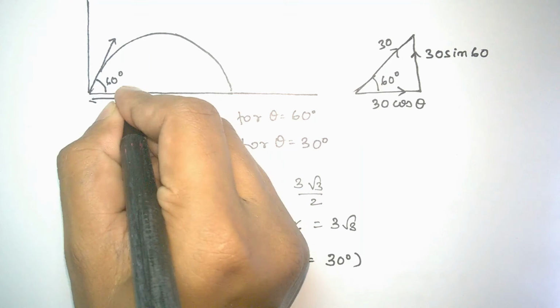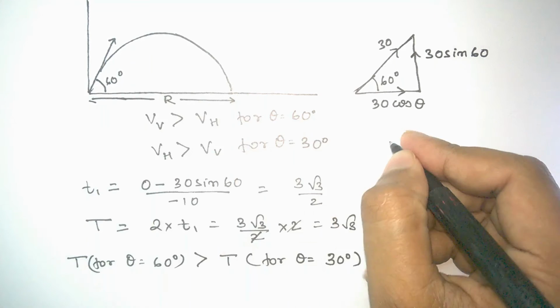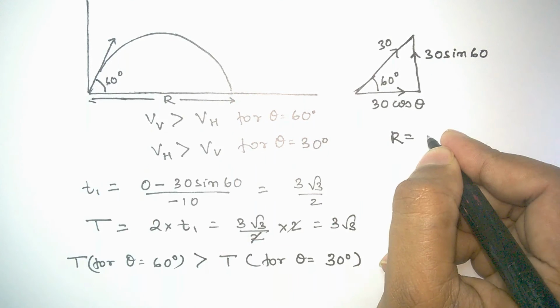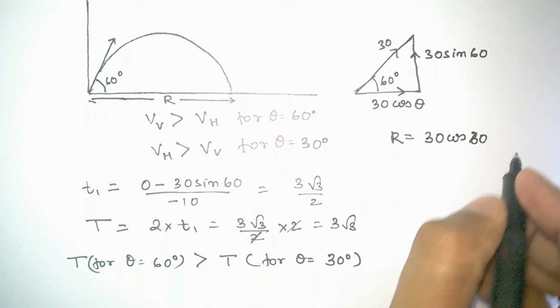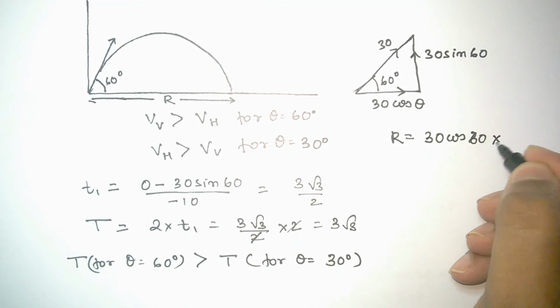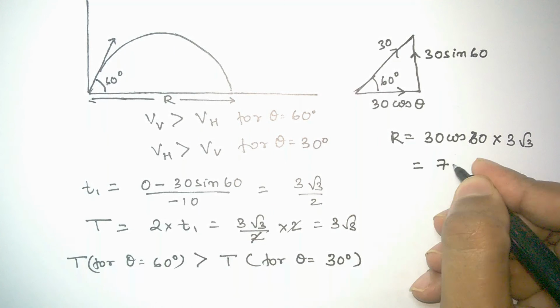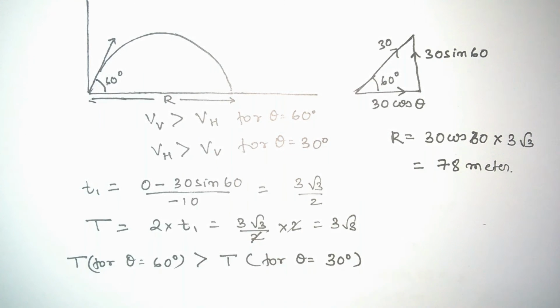So we can calculate the horizontal range in this case as we did in the previous case. And here we go, we again have the same value of horizontal range. It is because we have a greater time of flight but a lesser horizontal velocity.